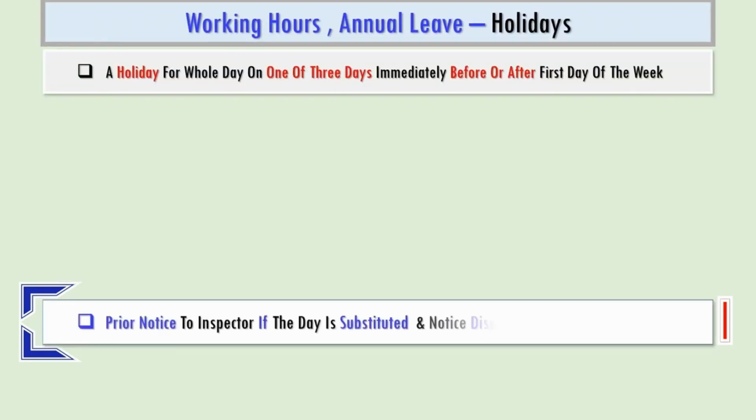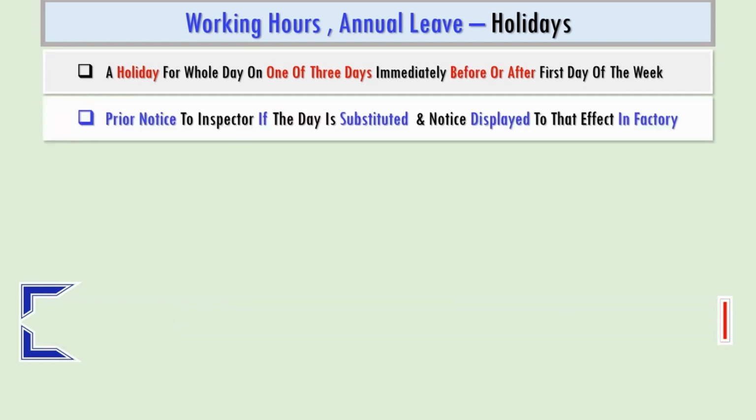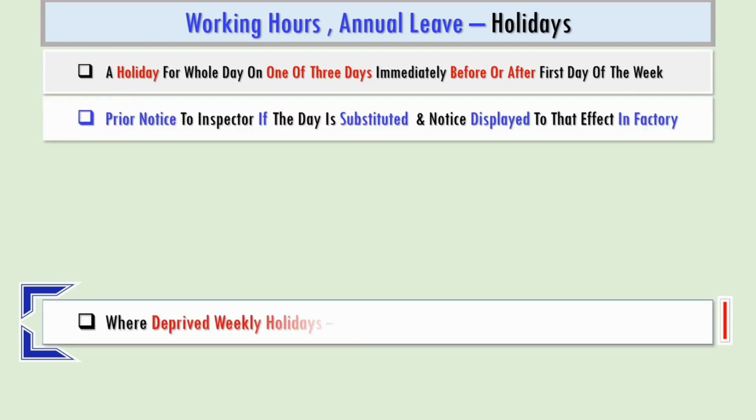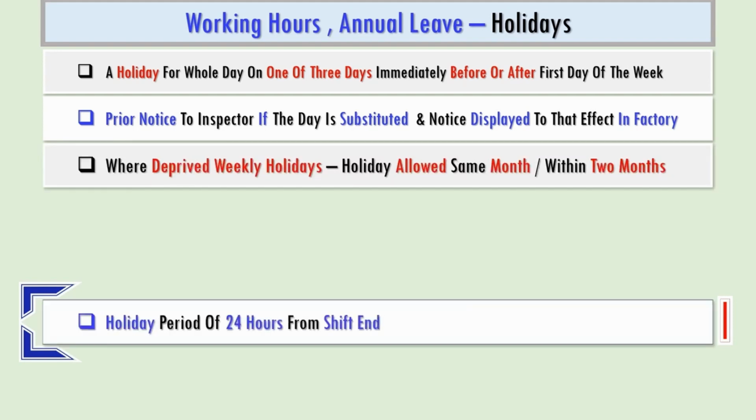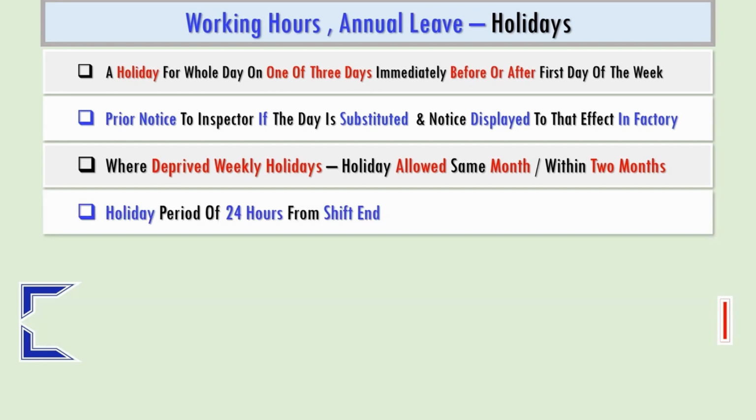If there is a change in the holiday, the inspector has to be informed and it has to be displayed in the factory. Where a weekly holiday is deprived, it has to be allowed in the same month or within 2 months, and the holiday period means a period of 24 hours from the end of shift.